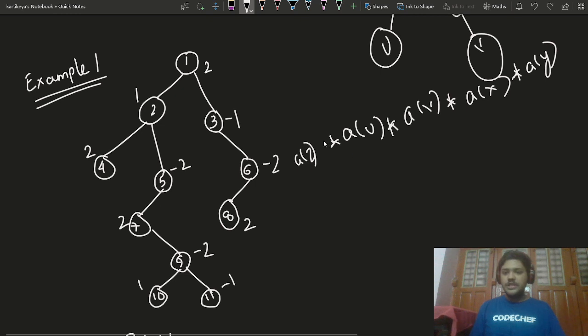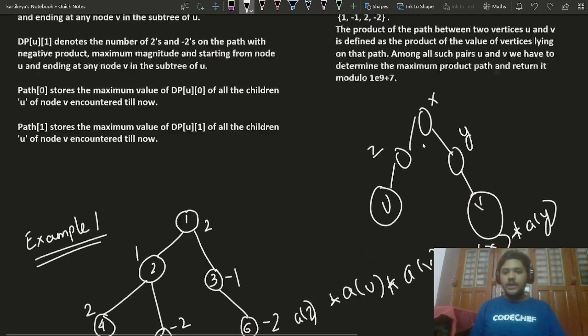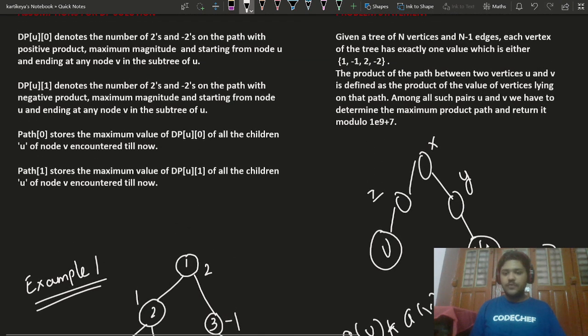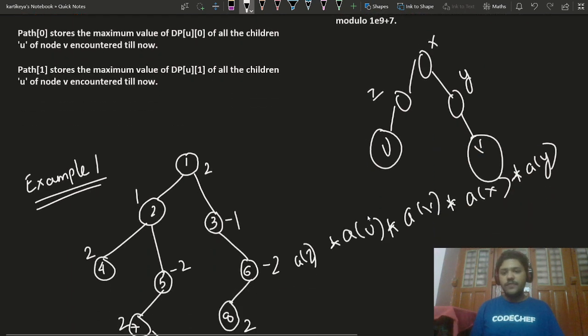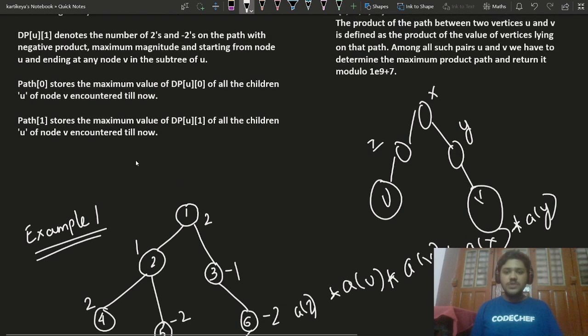It is a of u, a of v, a of x, a of y and a of z. All the vertices which are lying on this path from u to v will form the product of the path. So among all such pairs u and v, we have to determine the maximum product and return that maximum product modulo 1e9 + 7. That is our task. We can easily solve this question in order of n square by iterating over all the pairs of vertices, but that is not the logic here. We will solve it using DP on trees.